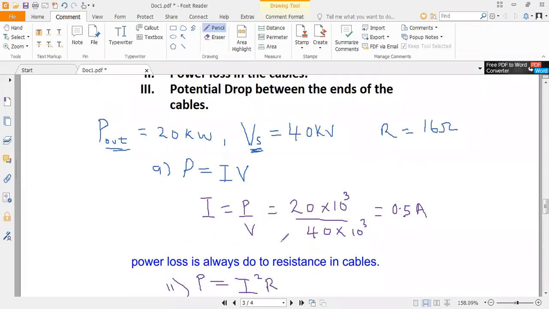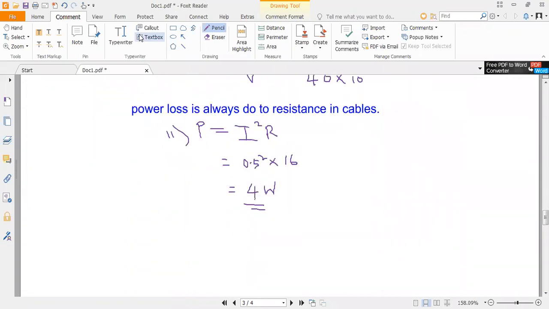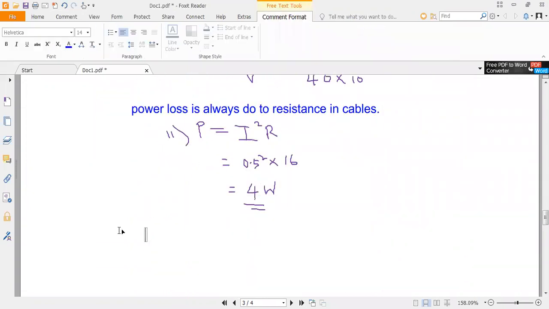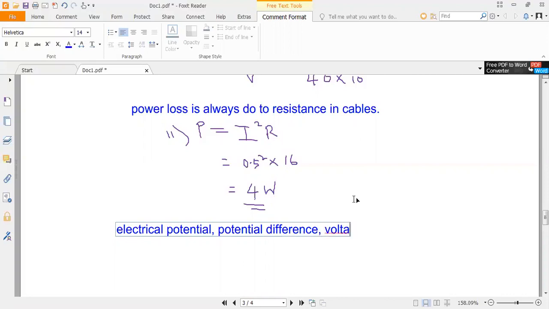Then part 3 is the potential drop between the ends of the cables. The word potential drop also means electrical potential. There are many words we can use for that. One of them is electrical potential. Another one is potential difference. We can also use voltage to mean potential difference.